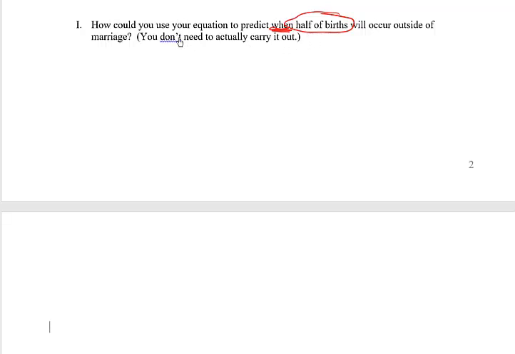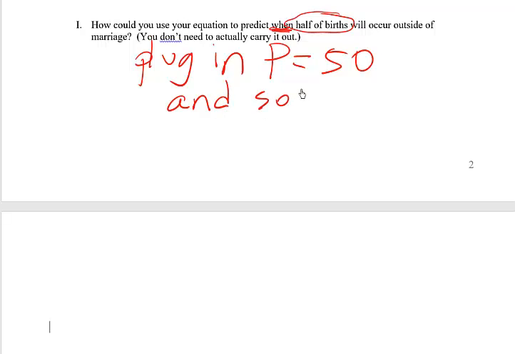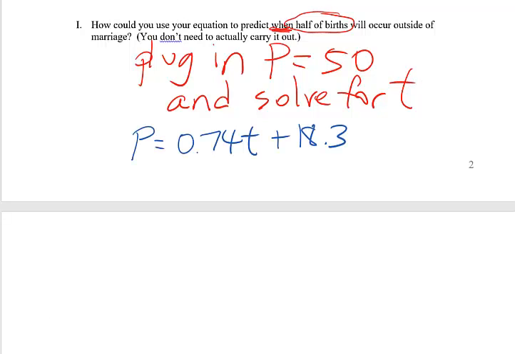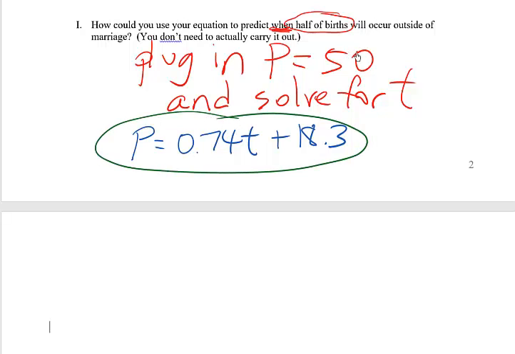How would you work this problem out? Well, you would simply go to your equation. You would plug in 50 where you see the P, and then you would solve the resulting equation for T. In other words, you would take the equation that we had found earlier, you would take 50, place it here in the P position, do a little bit of algebra to figure out the T.